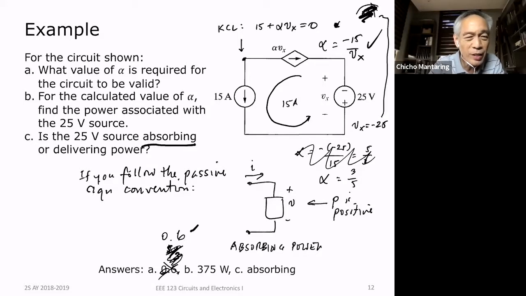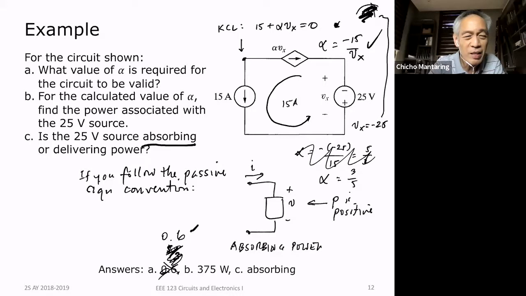Okay, so some questions here. For all absorbing power, it's always positive. That's the convention we're following. You can say that the source is delivering negative power. The convention we follow is we say it's positive power if the element is absorbing, and therefore it follows this reference. Okay.